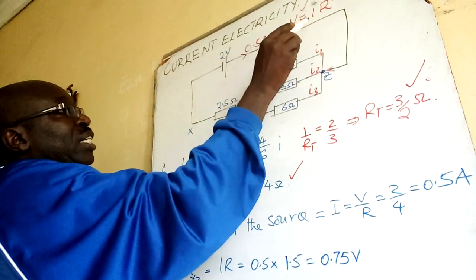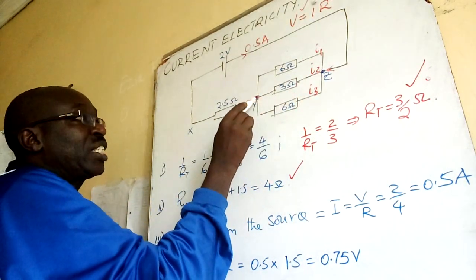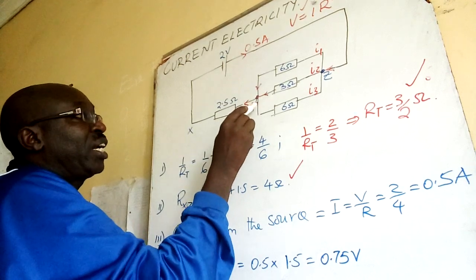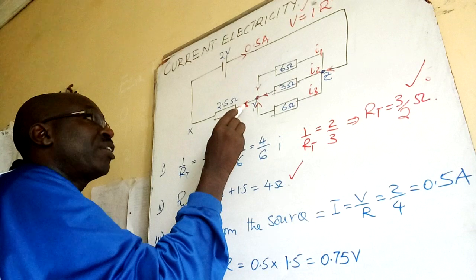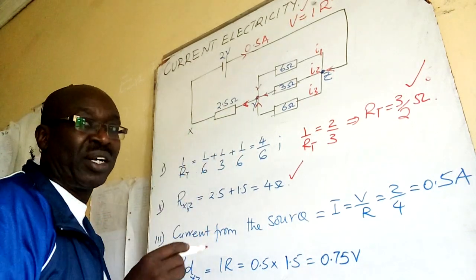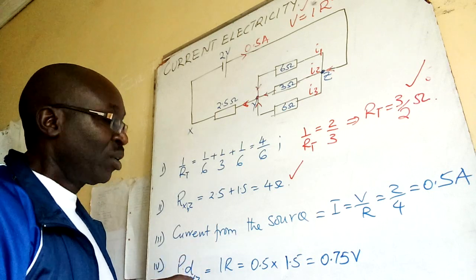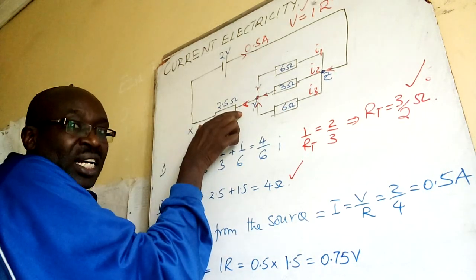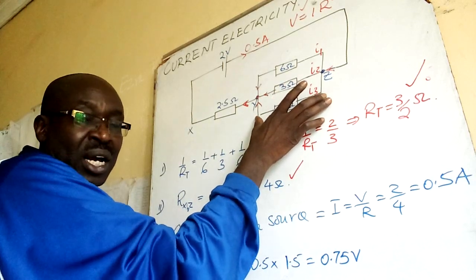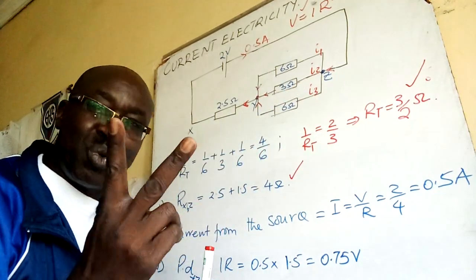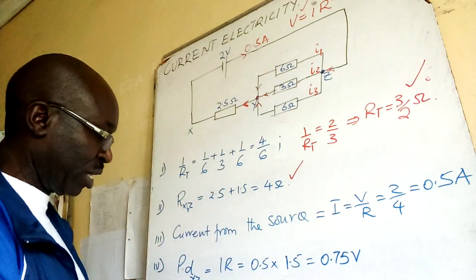So this current comes here, it divides, but when it reaches here, it meets again and comes out as 0.5. So 0.5 times 2.5 gives me 1.25. So the PD here, subtract from 2, you get the PD across the 3. So there are 2 ways you can use. Now open your mind and get the substance.